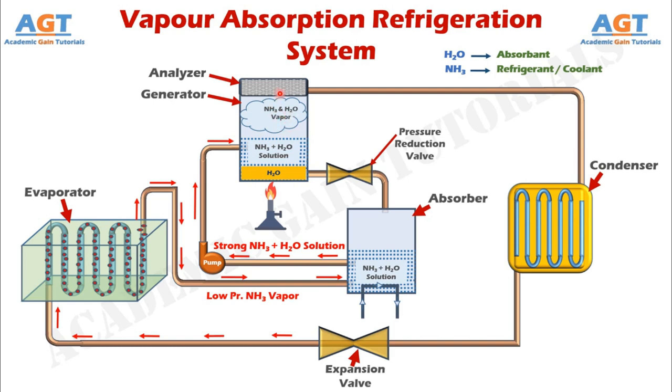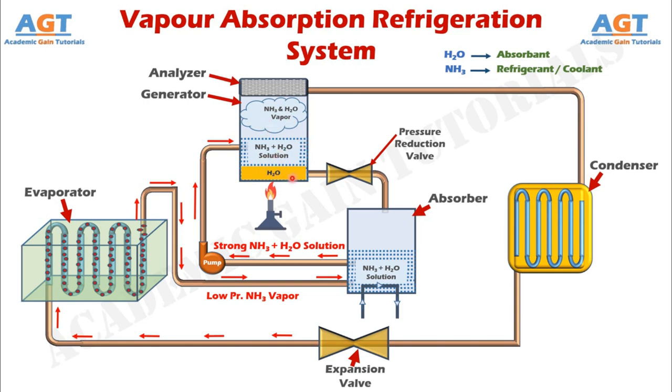Now, here we also have an analyzer on the top of this generator. When this vapor of ammonia and water tries to pass through this analyzer, only ammonia is allowed to pass through. The analyzer continuously condenses the water vapor and sends water back to the generator. This is because, if water vapor enters the system, it can decrease the efficiency of the refrigeration system, or if a larger quantity of water vapor enters the system, then the system could be damaged. Thus, the analyzer separates water particles from ammonia vapor, and only lets ammonia pass through to the next components through this pipe for further process, and the analyzer sends water particles back to the generator.